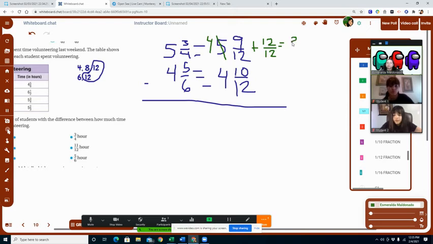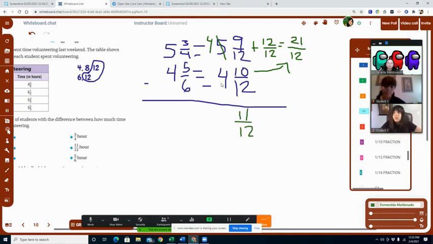Yes. 21, right? 12, 13, 14, 15, 16, 17, 18, 19, 20, 21. 21 over 12. And now I can subtract 10 12ths from 21 over 12. Sure. Okay, so now I'm subtracting from that. 21 12ths minus 10 12ths is equal to 1. 21 minus 10. Okay. 11. 11, right? 11 12ths.